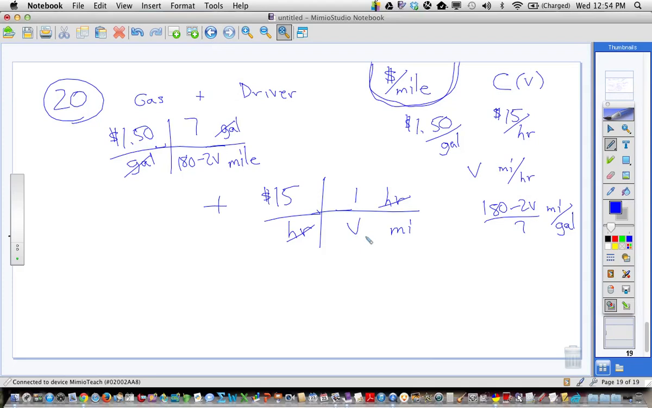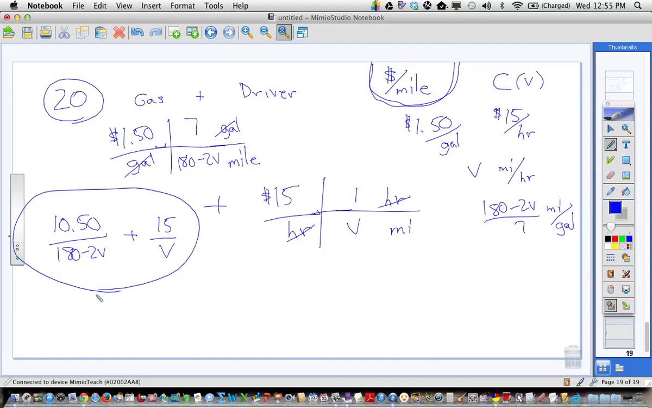So whenever I see a problem with a bunch of units like that, I think sometimes the best strategy is think what units you want to end up with, and then think about how you have to multiply to make that happen. So it's basically, we could multiply here, that'd be 1.50 times 7, which is 10.50 over 180 minus 2V, that's the gas, plus 15 over V, that's the driver. There you go. So that's how you would do it. I think that's the best strategy on that. Okay? All right.